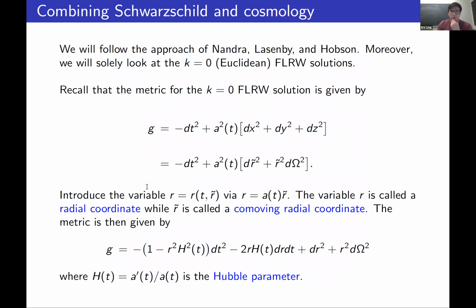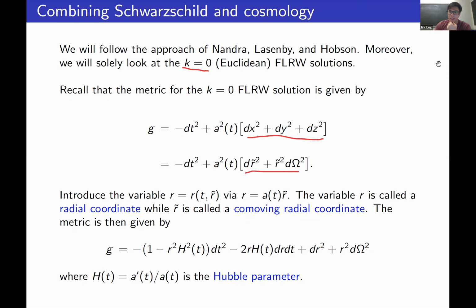Okay, so we will follow the approach by Nandra, Lasenby, and Hobson. And again, we're going to slowly look at the k=0 case. That's just because it's easier. You can still do this for k = +1 and k = -1. Okay, so this is the metric for a k = 0 FLRW model. So recognize that this guy right here is just the Euclidean metric, right? And so I'm writing that in terms of spherical coordinates, where the r there is r tilde.